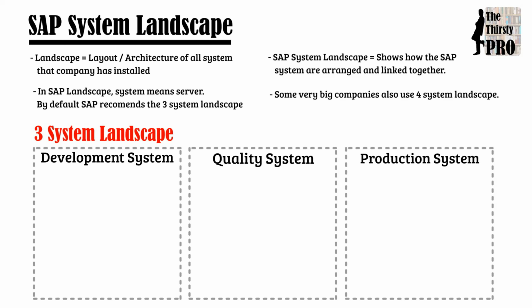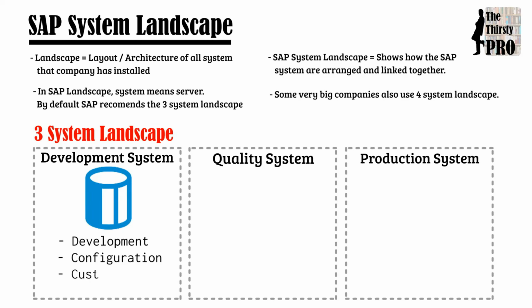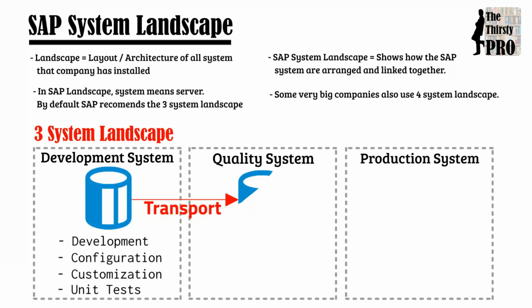As the name suggests, development system is used for activities mostly related to new developments, configurations, customizations, and for unit tests. Unit test is a check of functionality for various components of SAP. This is generally done by consultants or domain experts. Once the changes are tested and finalized on development system, these changes are then transferred to quality system through SAP transports. Quality system, the name explains everything.